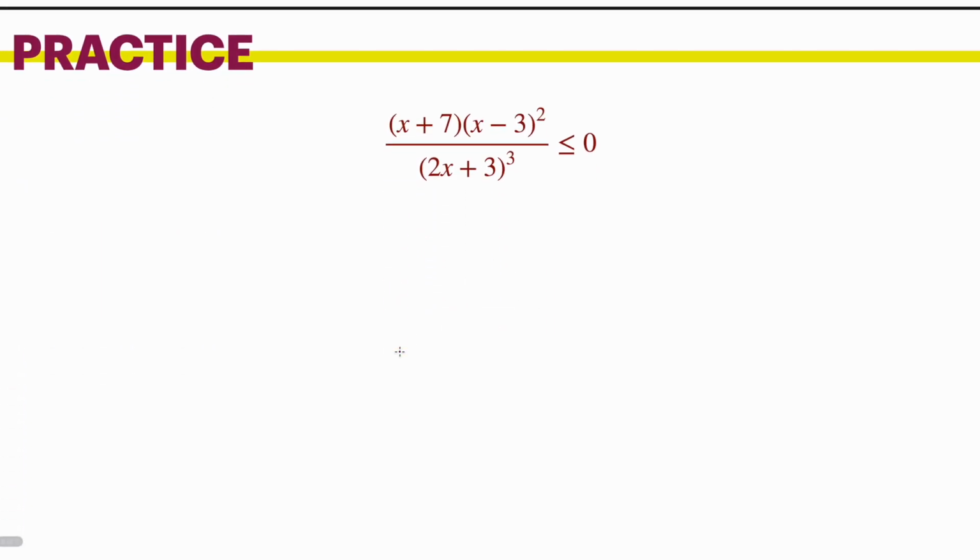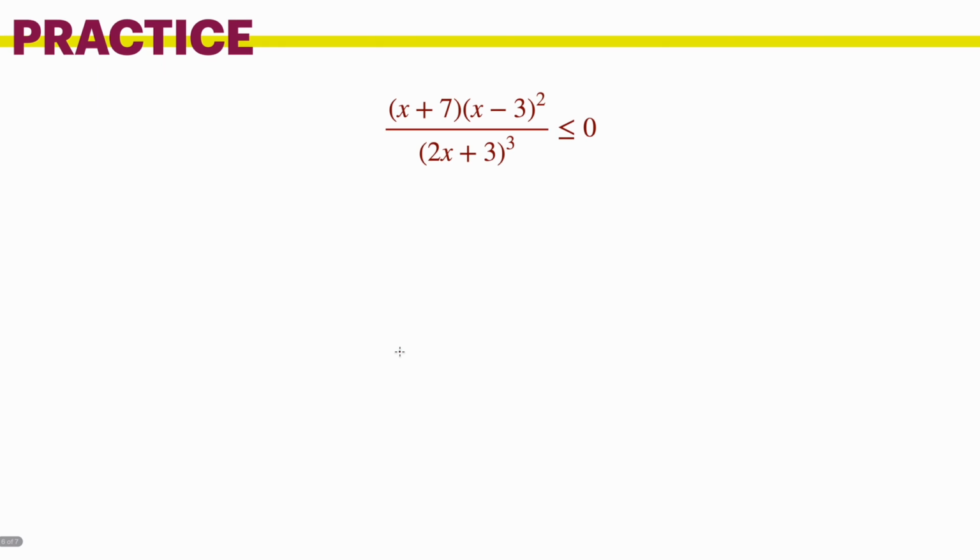Here's where it gets a little more weird, is when you have exponents, you actually have to be careful with these. Only when you're at the number line. So first thing, nothing changes. I'm going to set the numerator equal to 0. I'm not worried right now about the exponents. I'll get negative 7 and I'll get 3.